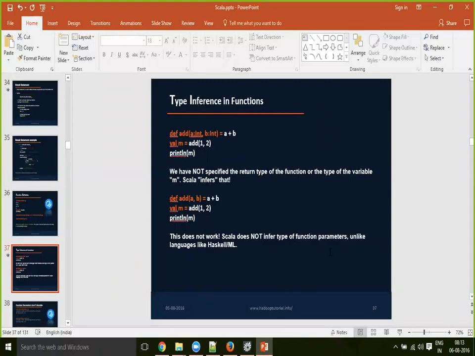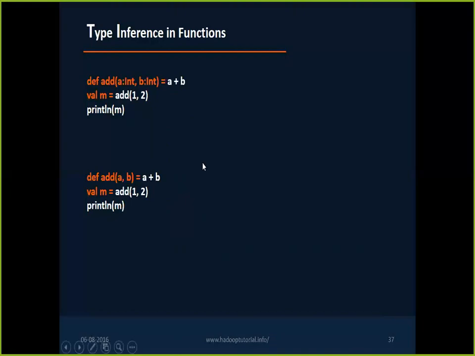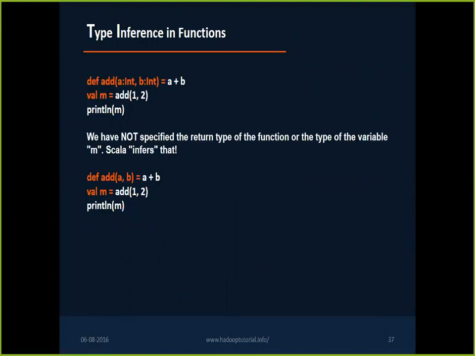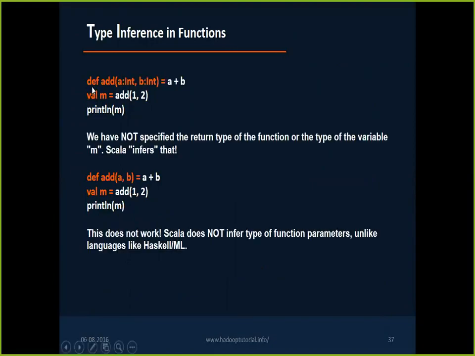Yeah, the same way, you can see the same thing here. You can observe there is no explicit return statement. The value of the last expression is returned. So here, define add with a of Int, b of Int, a plus b. I didn't specify its return type as Int here. val m = add(1, 2), println of it. We haven't specified the return type of the function or the type of the variable m here. Scala automatically infers that. That is called type inference.